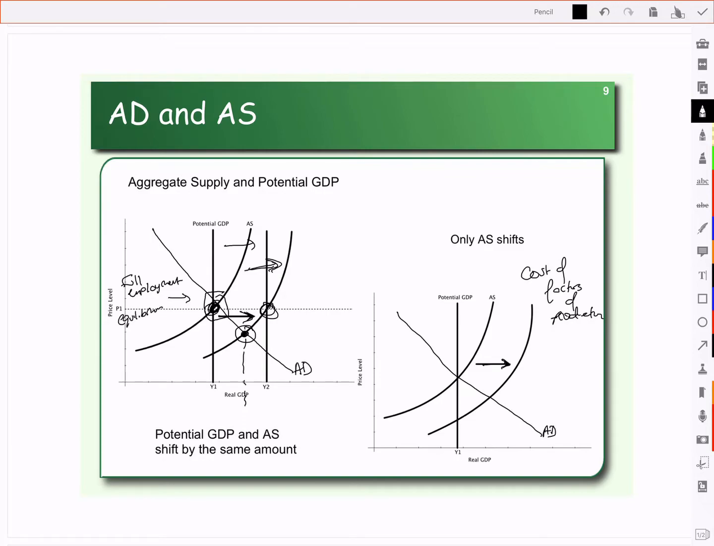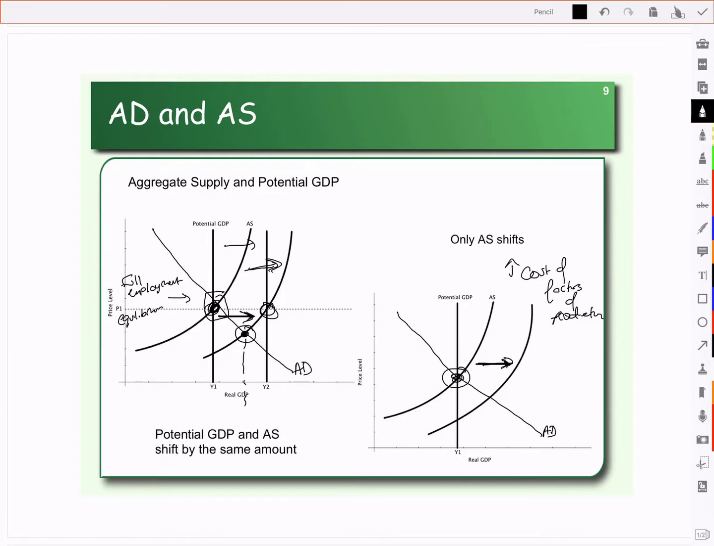If where aggregate demand and aggregate supply intersect, we're not also at our potential, then we're not at the full employment equilibrium. We're in a gap, either an expansionary gap or a recessionary gap. Notice on the far right graph, if the cost of our factors of production go up, aggregate supply will shift to the right. This does not change potential GDP.